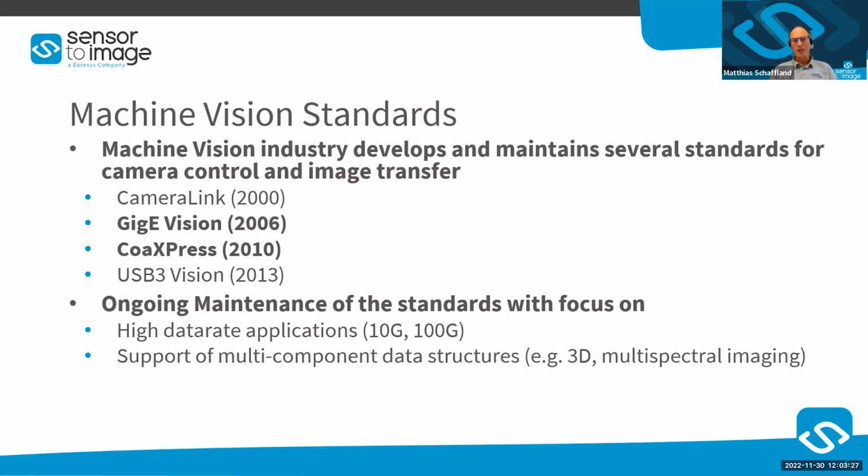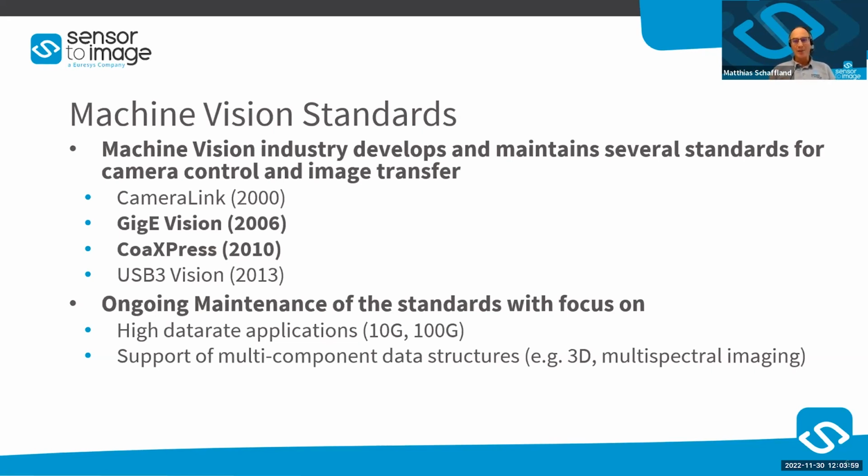A few words about machine vision standards. The machine vision industry develops and maintains several standards for camera control and image transfer. They started in 2000 with Camera Link, followed by GigE Vision in 2006, CoaXPress in 2010, and USB3 Vision in 2013. All these standards are still under maintenance and are developed further, so we are not at the same level as in 2000 or 2006.